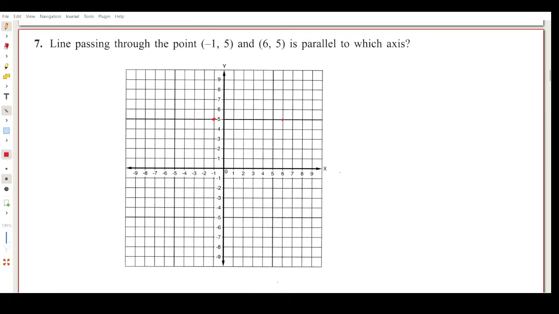If you join these, we get a straight line. They are asking this line is parallel to which axis. This is parallel to x axis, correct? We can write the answer as parallel to x axis. Or without plotting the points also we can see that the y coordinates are same, so you can say this is parallel to x axis.